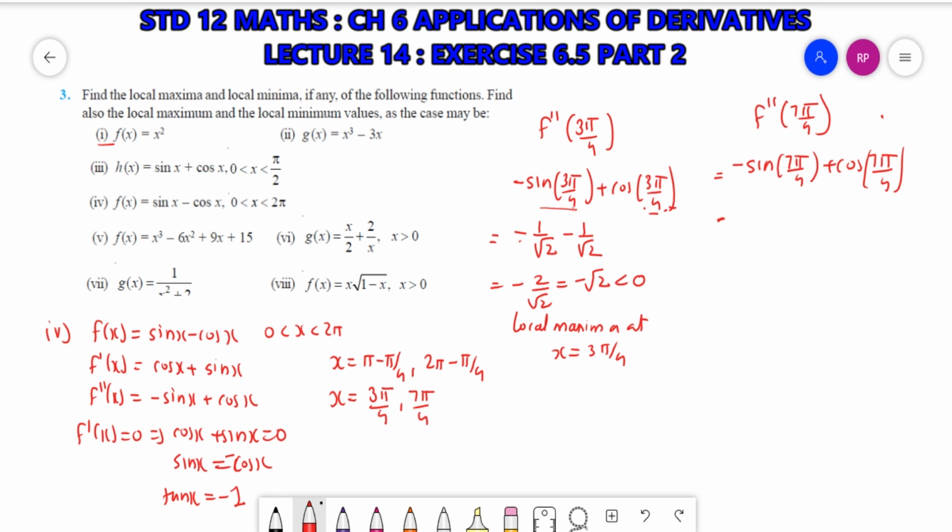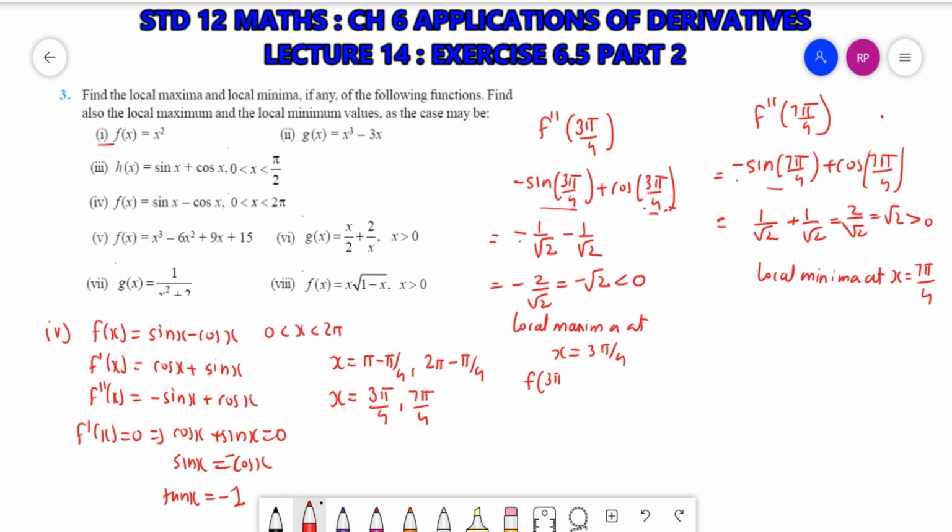Okay, so now sine 7 pi by 4, again pi by 4, so 1 by root 2, but it is in fourth quadrant, so it will be negative: minus 1 by root 2, into minus, plus 1 by root 2, and cos is positive in fourth quadrant, so it will be again 1 by root 2. So this is equal to 2 by root 2, and that is root 2, greater than 0. Therefore, local minima at x equal to 7 pi by 4. Clear?